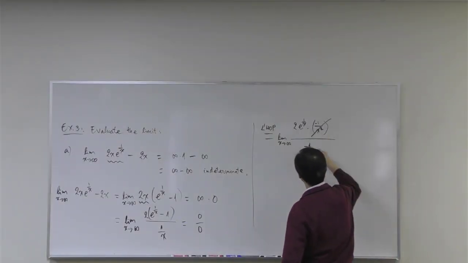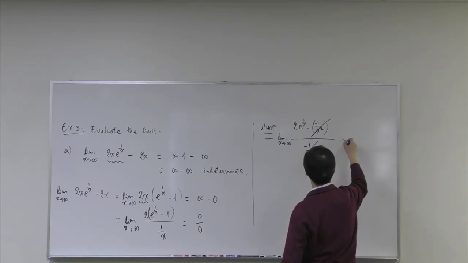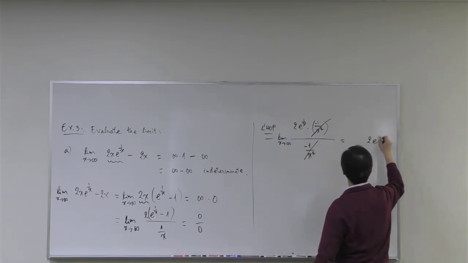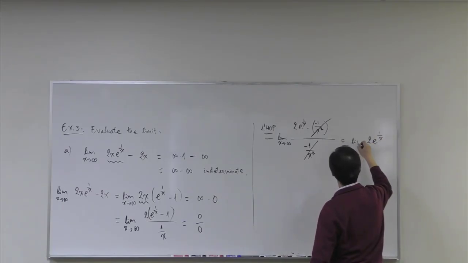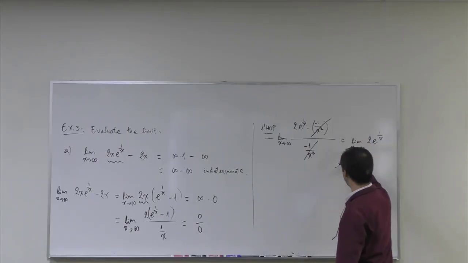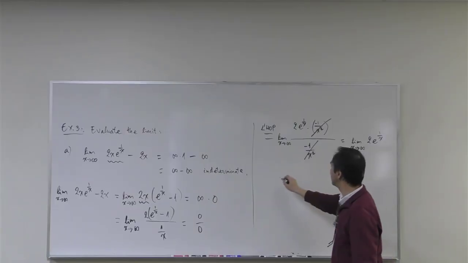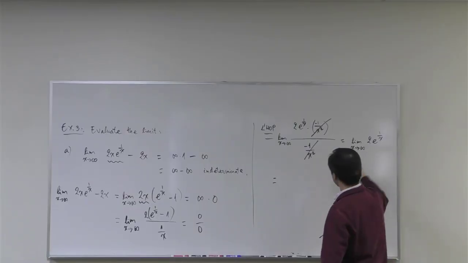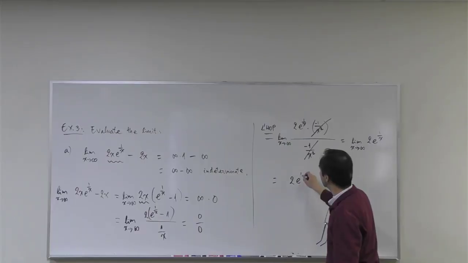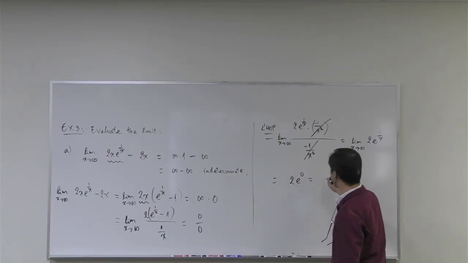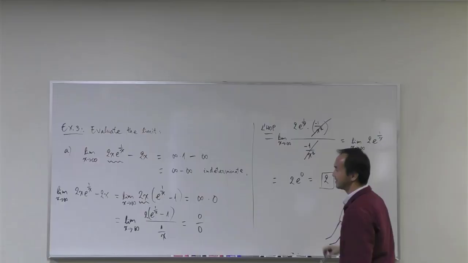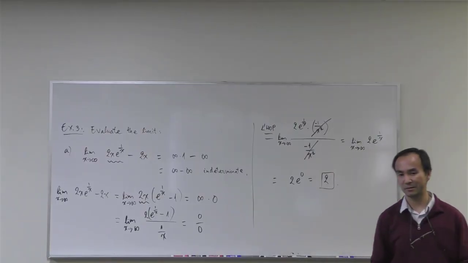It will cancel out the minus 1 over x squared, making it now 2 times e to the 1 over x, and we're taking the limit as x goes to infinity. So now we don't need L'Hopital's rule any longer. That comes out simply equal to what? 2 times e to the 0, which makes it 2. See how that problem works again?